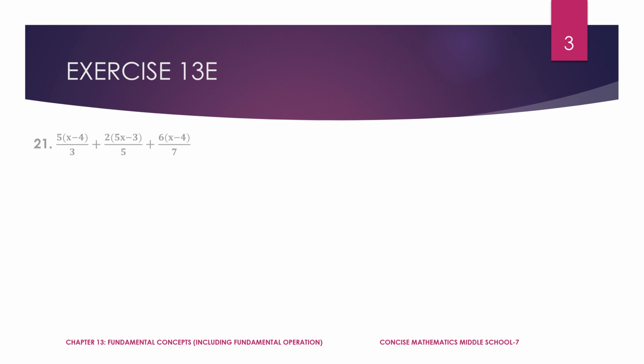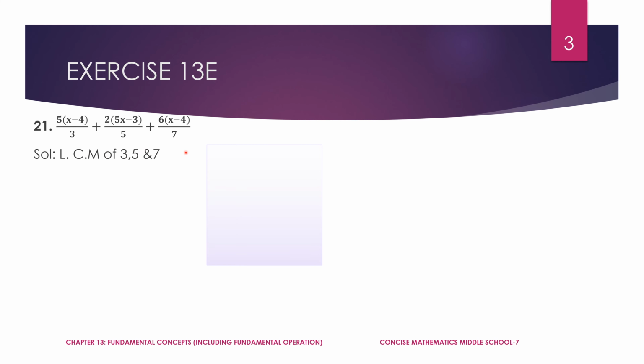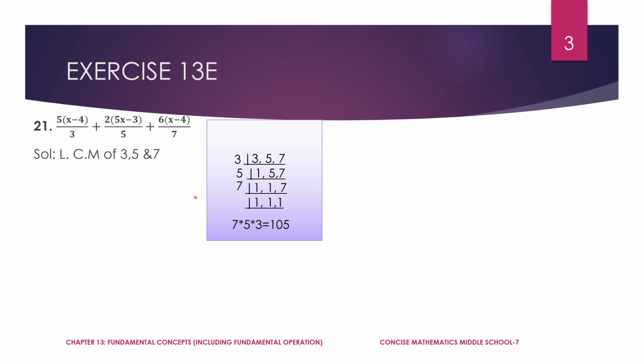Let's move on to our 21st question. 5 into x minus 4 by 3 plus 2 into 5x minus 3 by 5 plus 6x minus 4 by 7. Here, even here we need to take the LCM of 3, 5 and 7. When you take the LCM, first check with 3. 3 ones are 3, and the remaining 5 and 7 are written as they are. Now 5 ones are 5 and 7 is written as it is. Now 7 ones are 7, right? So 7 into 5 into 3, that becomes 105.